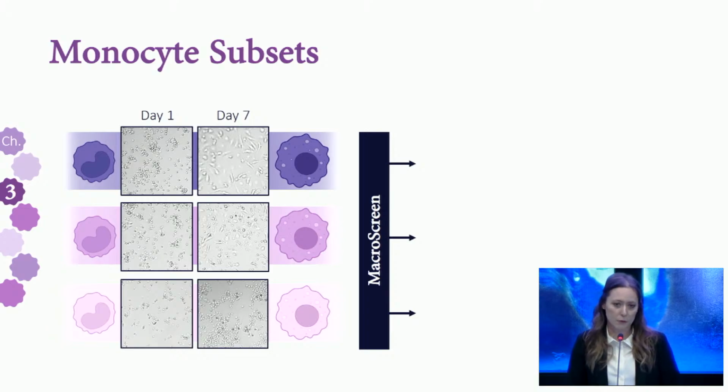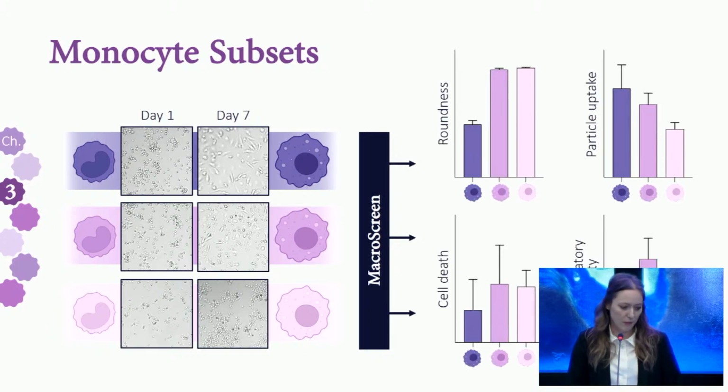We used the Macroscreen platform to assess the function of these macrophages coming from different monocyte subsets, and we found great differences. As we already saw, the more elongated macrophages were less round. They also had the highest particle uptake and the lowest susceptibility to cell death. The in-between subset showed the highest inflammatory activity. This means that macrophages coming from different monocyte subsets have different functions.